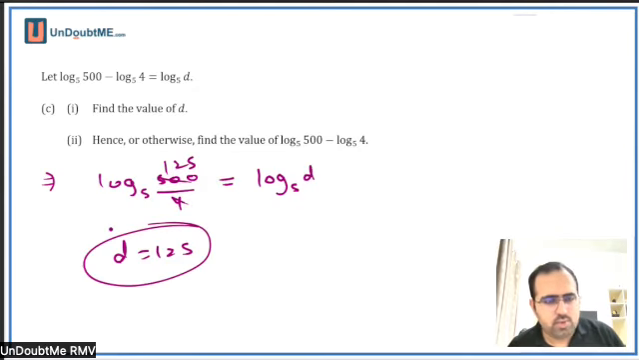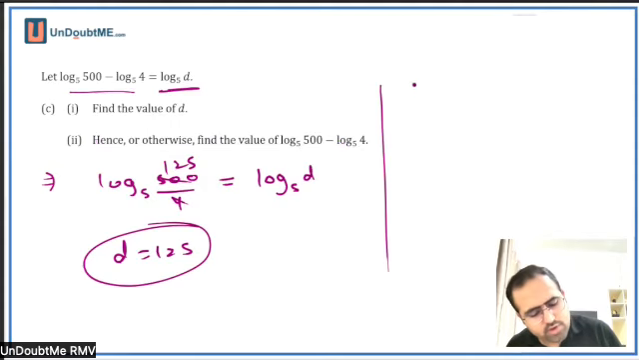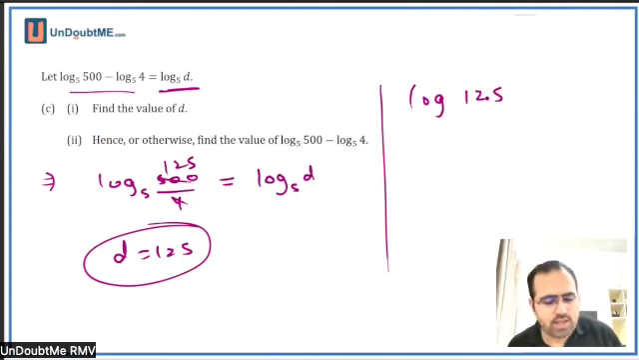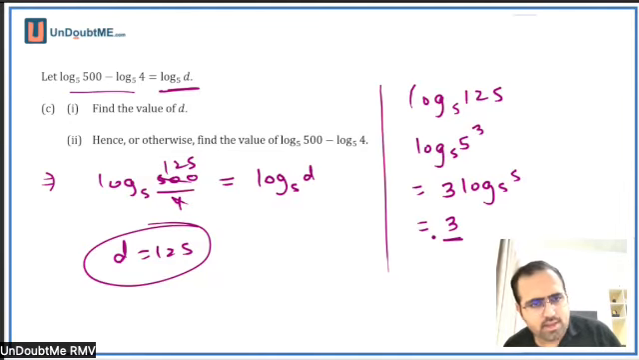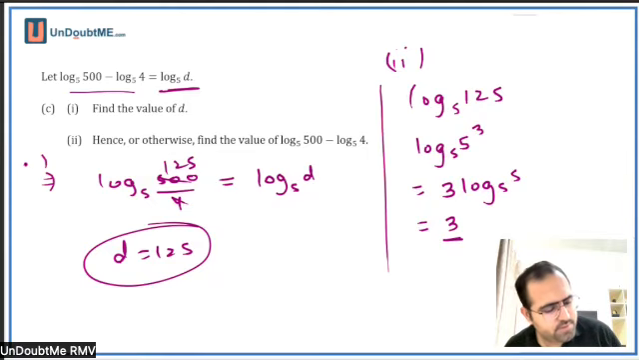Now, in the next part, they are asking hence or otherwise find the value of log of 500 minus log 4. Log of 500 minus log 4 is log d. So I can directly work on log of 125, that is log d to the base 5. 125 is 5 cubed. So this will be written as 3 log 5 to the base 5 and the answer will be 3. So that is the answer for second part. This was for first part.